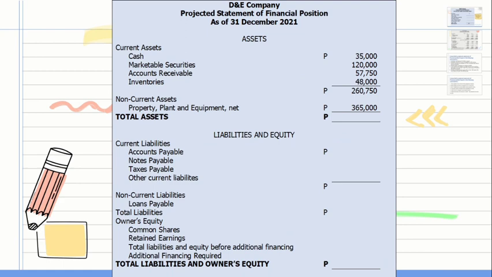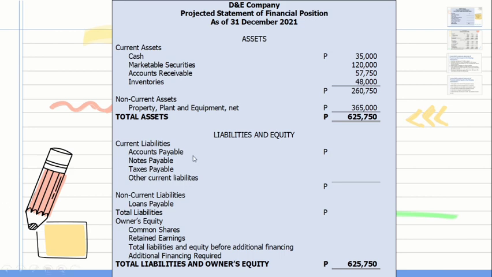So, we will just add our current and non-current assets. So, 260,750 plus 365. We have total assets of 625,750. Then, kaya ba man ang total assets na to should be equal to our total liabilities and equity. So, i-bring down rin na to siya. Then, so we have total liabilities and owner's equity of 625,750.